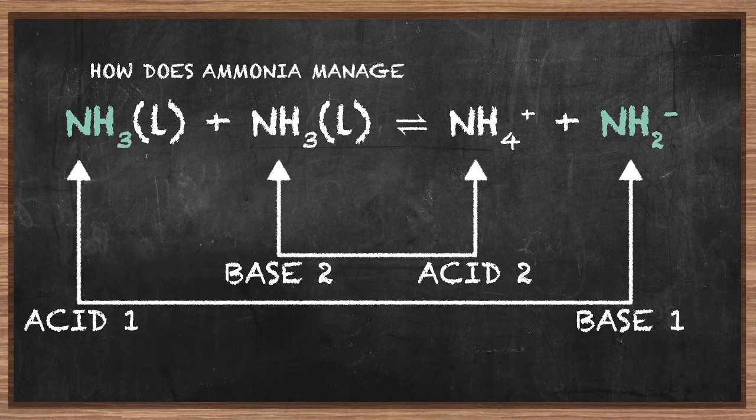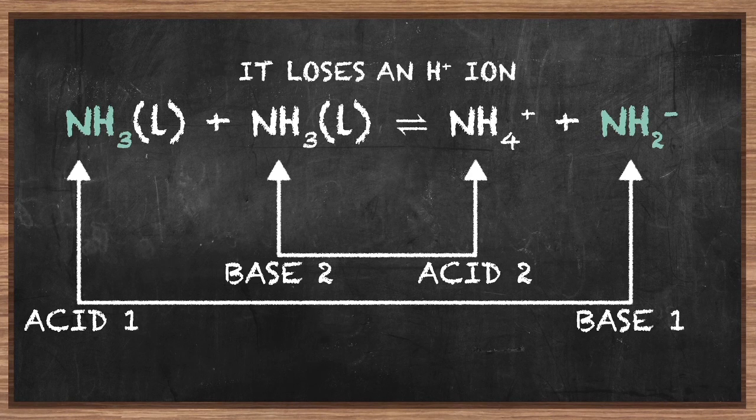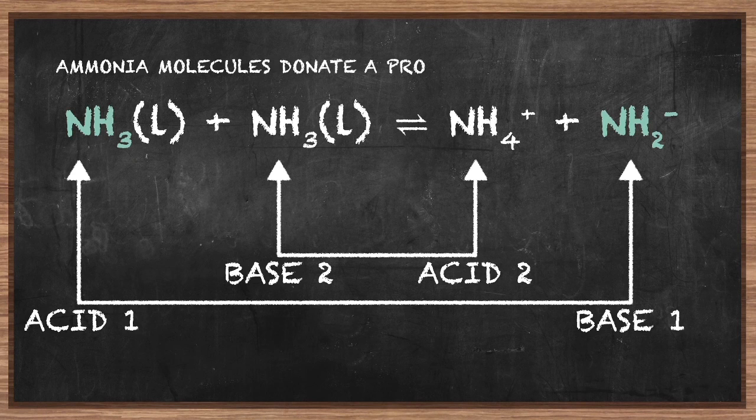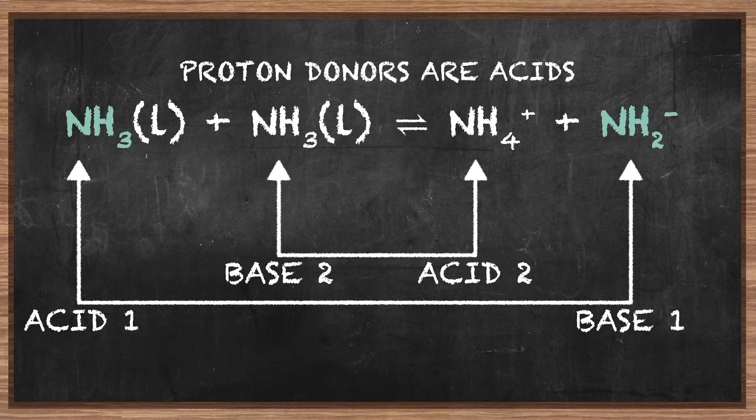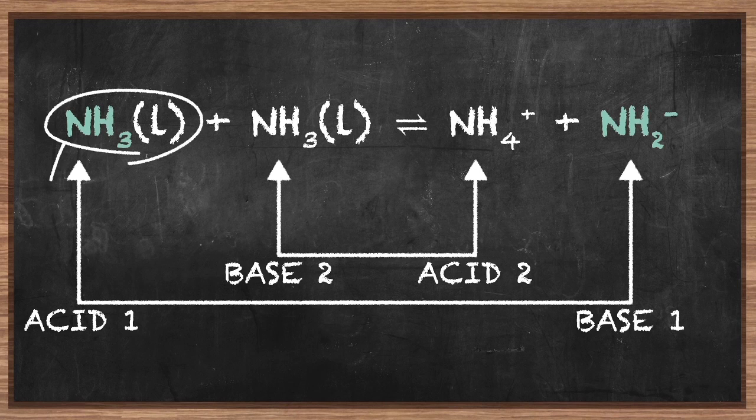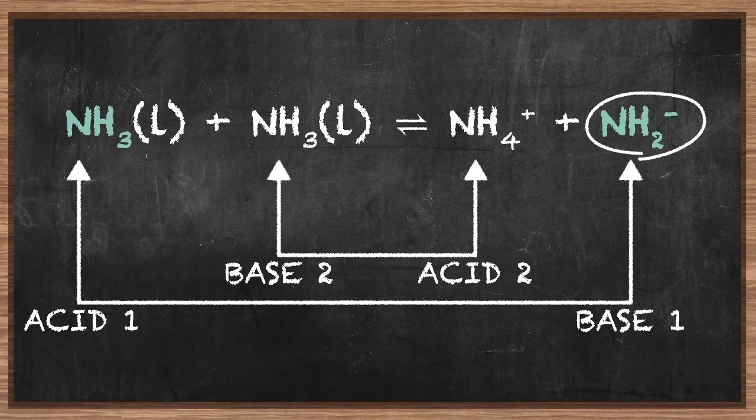How does ammonia manage to produce NH2- ions? It loses an H+ ion. Therefore, ammonia molecules donate a proton to produce NH2- ions. Proton donors are acids. The first ammonia molecule is acid 1 and its conjugate base is NH2-.